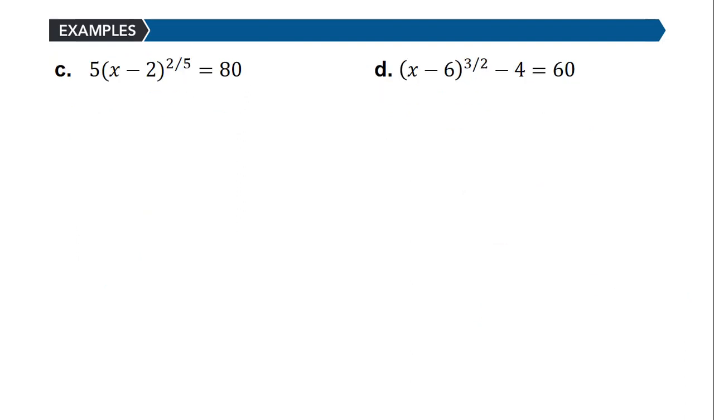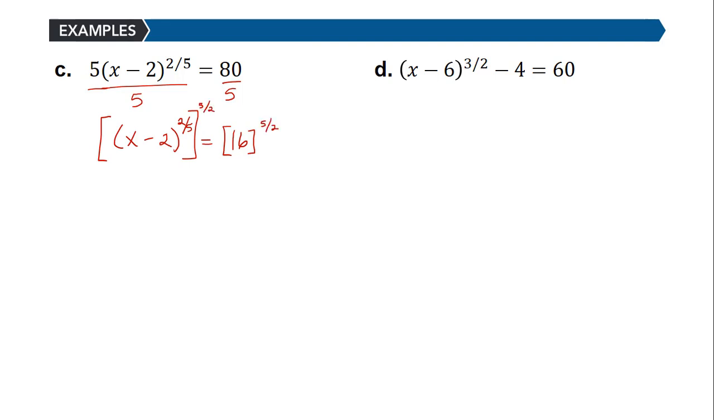In part C, we have 5 times (x - 2) to the 2/5 is equal to 80. We need to isolate this expression with the exponent, and we can do that by dividing each side by 5. We get (x - 2) to the 2/5 is equal to 16. Now we need to raise each side to the exponent that is the reciprocal of 2/5, and the reciprocal of 2/5 is 5/2.